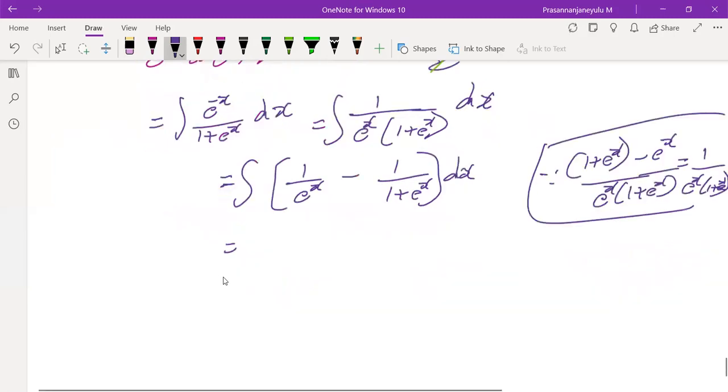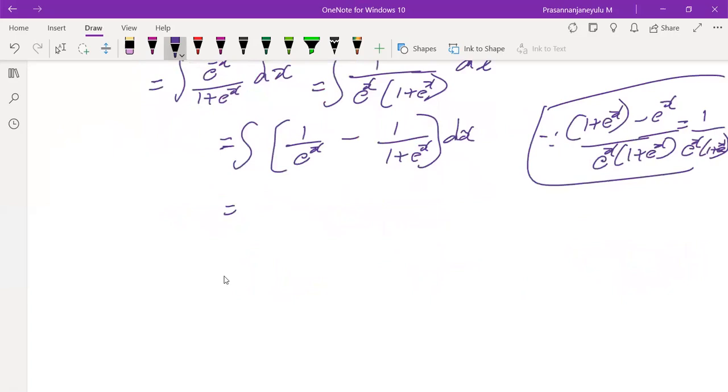of 1 by e power x. So I am separating the integration for both the terms. Integration of, can I take this e power x to the numerator? What is it going to become? e power minus x into dx minus integration of 1 by, here we cannot find the integration of 1 by 1 plus e power x into dx.